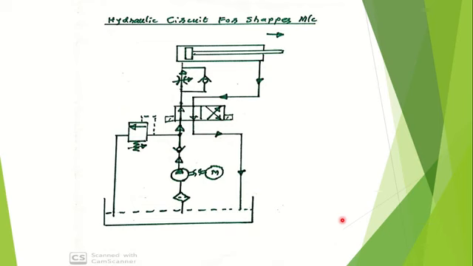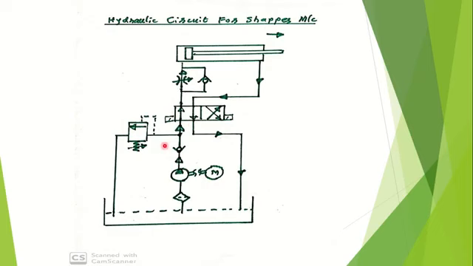Similarly, both strokes are power strokes, hence one can select a double acting cylinder, and since a double acting cylinder is required, a 4-port direction control valve is required. Thus finally we have decided to select a 4/2 direction control valve, solenoid operated. The 4 means 4 ports: this is A port, this is B port, this is pump port, and this is tank port. A and B are the power ports, and these are the pump port as well as the tank port.